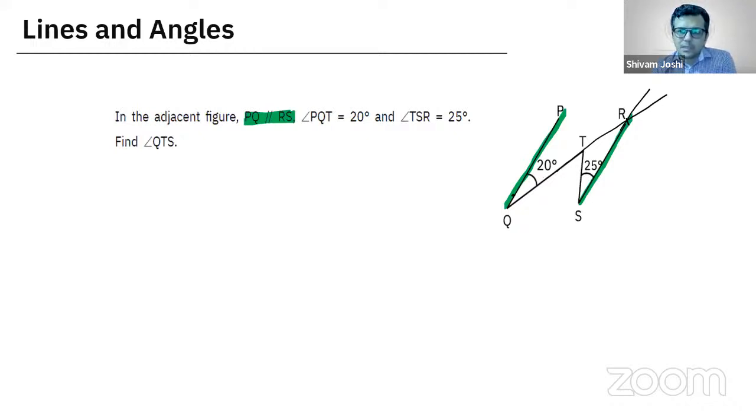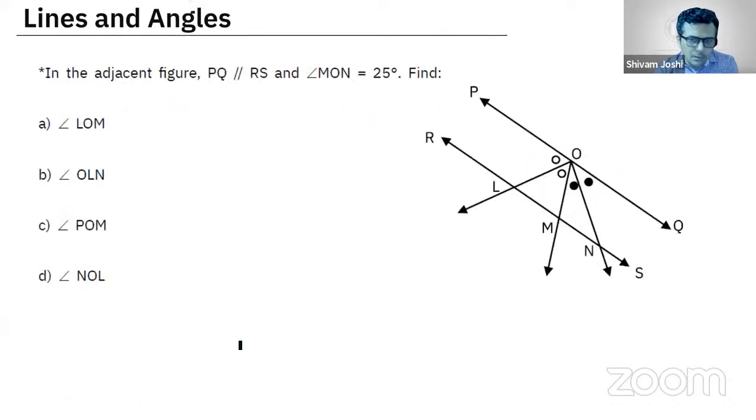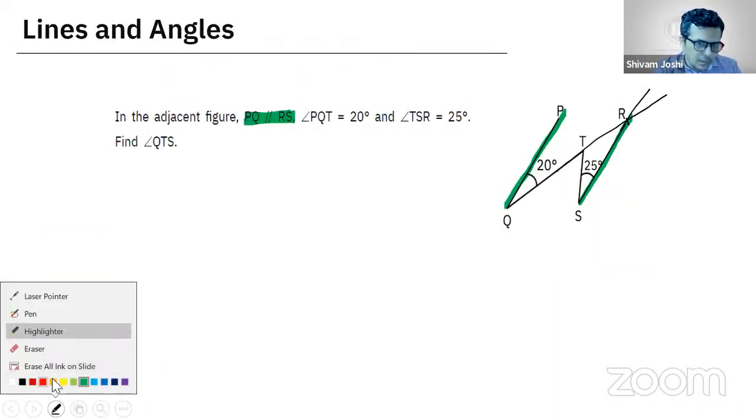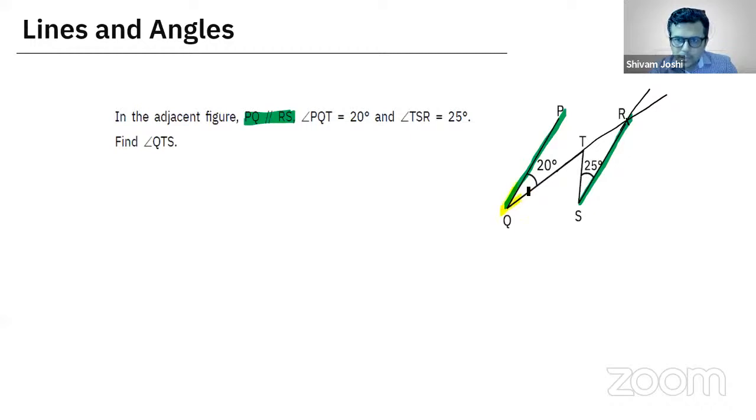Now over here, can we say that this makes a Z shape? Can you see that? This makes a Z shape. Okay. And over here, because the lines are parallel, you have alternate angles. So those alternate angles will be equal. And therefore, you can say that if this was 20, this must be 20 as well. Correct. So this is 25 and this is 20.